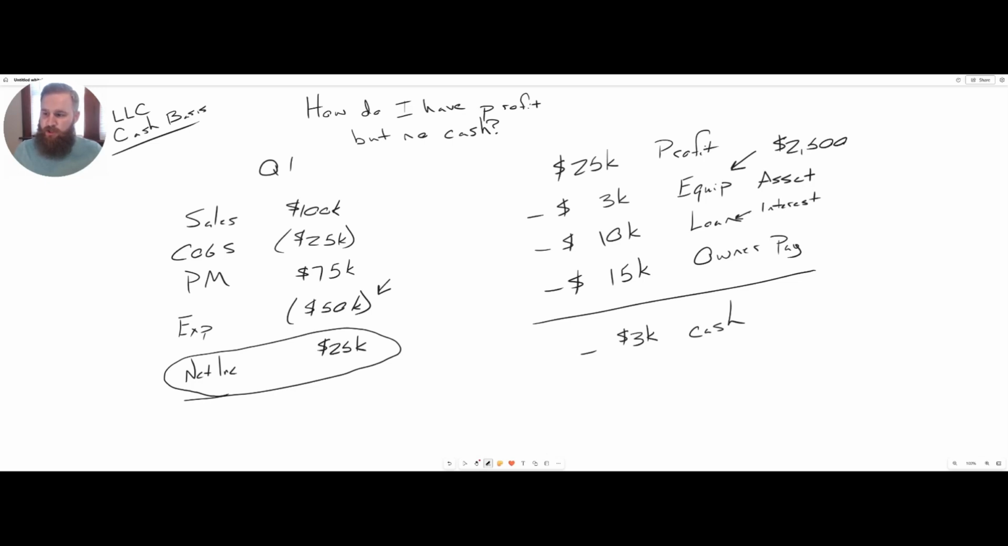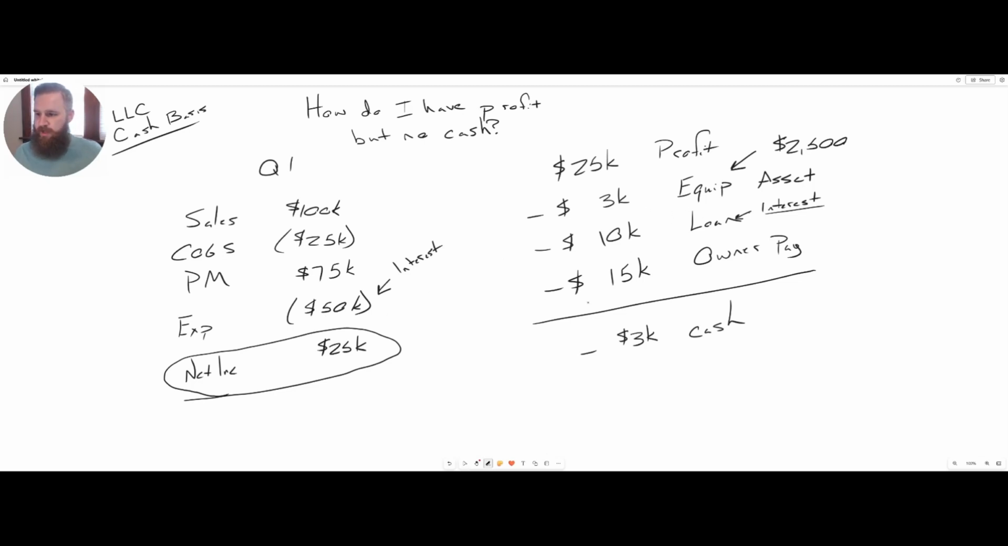So if you're keeping good books, maybe you're splitting this out quarterly, monthly, annually, the interest will show up over here. But whatever you're paying towards the principal of that loan is not considered an expense. You're still using cash, but it's not an expense. It's on the balance sheet.